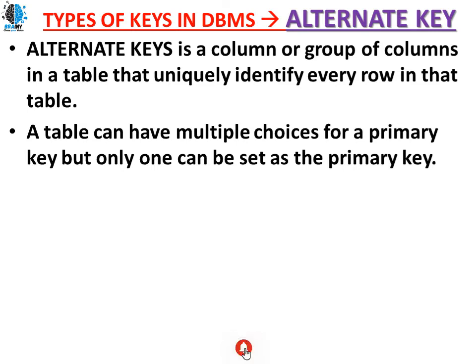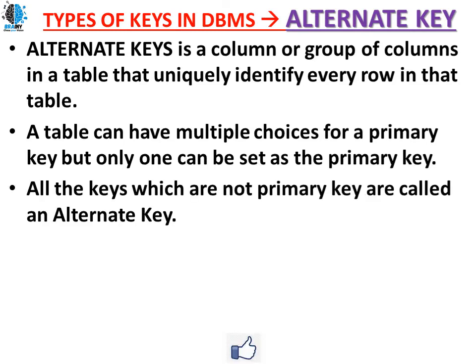But how are you going to select? For example, from the table data you have choices for the primary key. From that particular group of attributes or keys, you are going to select one as the primary key, right? So all keys which are not the primary key are called alternate keys from that group.